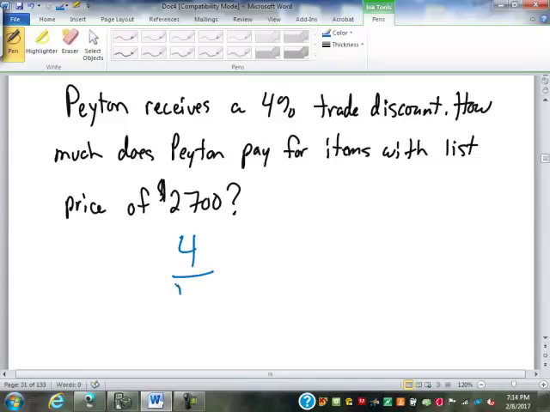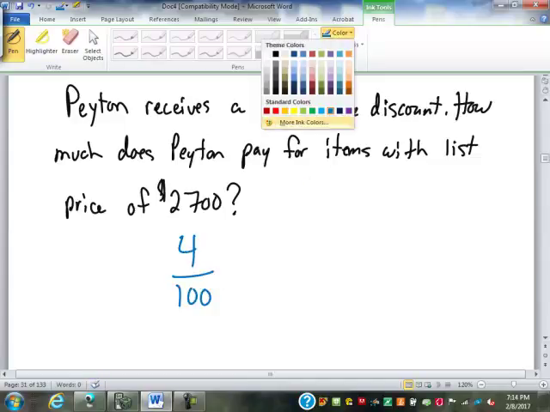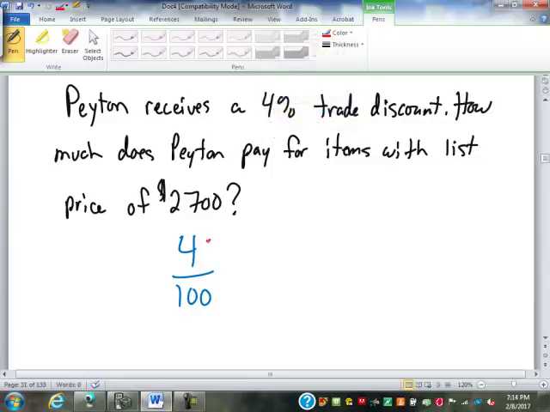So we've got 4%. What does the 4 represent? Trade discount. So the 100 has to represent whatever number it is we use to calculate the trade discount. What number would we calculate that trade discount off of? That would be the same number we'd calculate shipping and handling off of, right? Whatever that list price is.